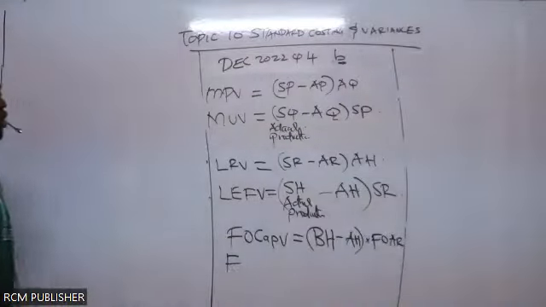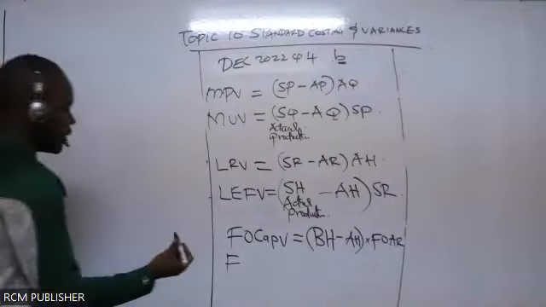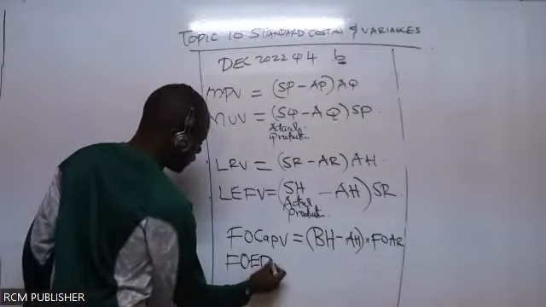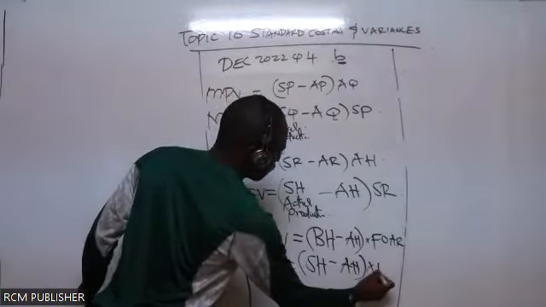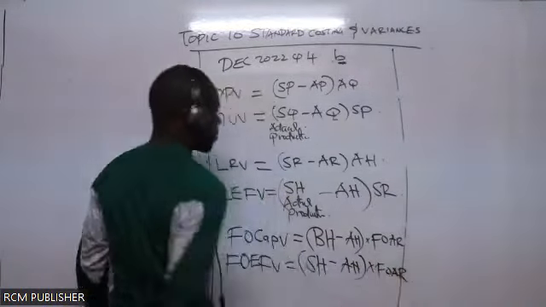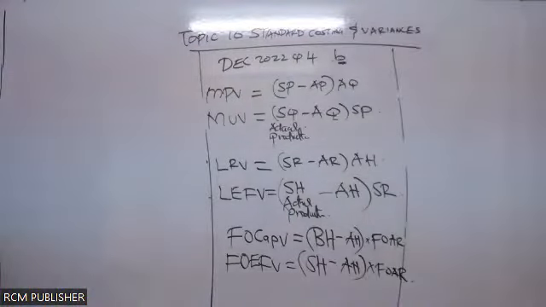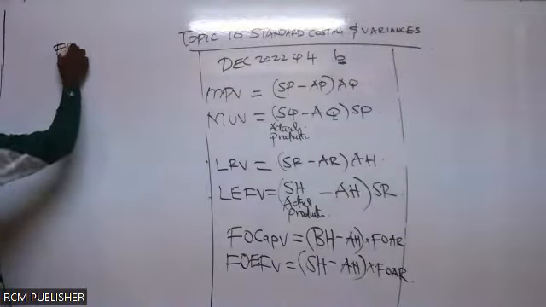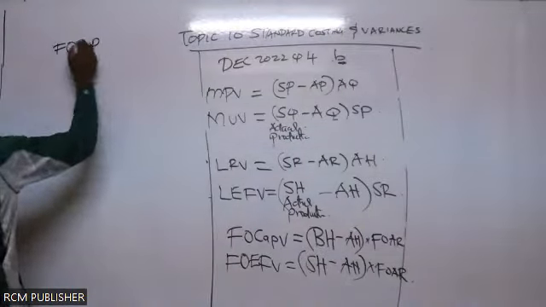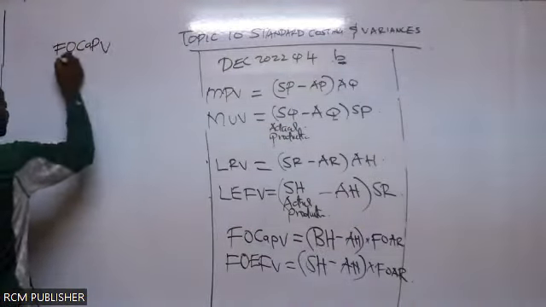So the next one that you are required to calculate, after fixed overhead capacity variance, is the fixed overhead efficiency variance, which is equivalent to standard hours minus actual hours. Then you multiply by the fixed overhead absorption rate. This overhead absorption rate is something that we are familiar with. So we need to get the fixed overhead capacity variance. That is what we need to calculate.